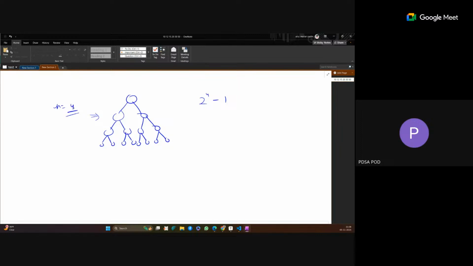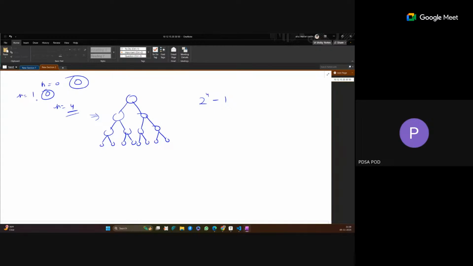Here some conventions are there, so always check the base condition given in the question. In some books you will see that height is given in different conventions for a single node. Sometimes height is given as 0 for a single node, the root, but sometimes you will see height given as 1 for a single node. So in our questions, in the exam, we always mention the base situation.